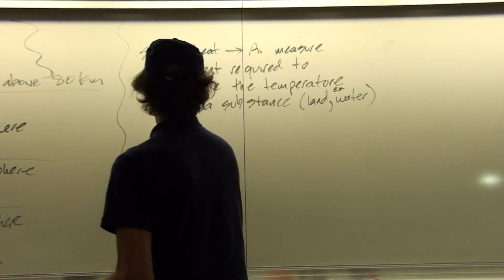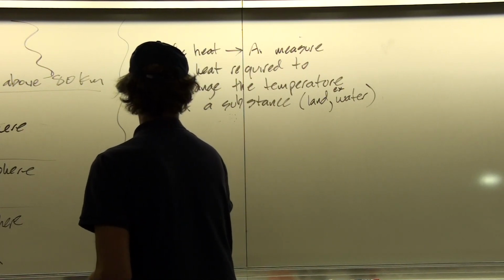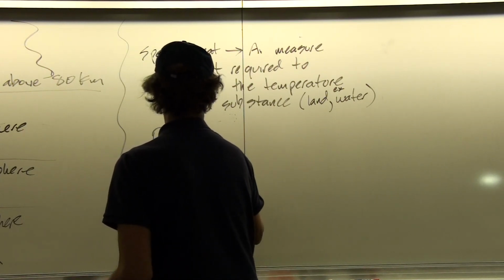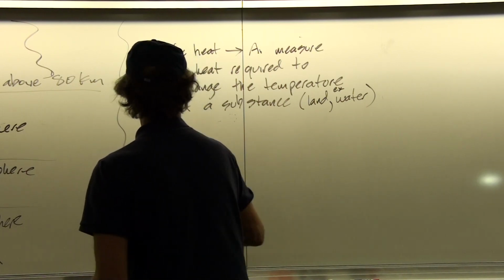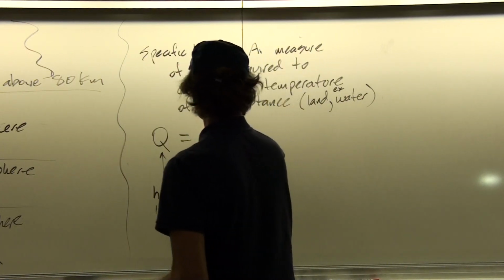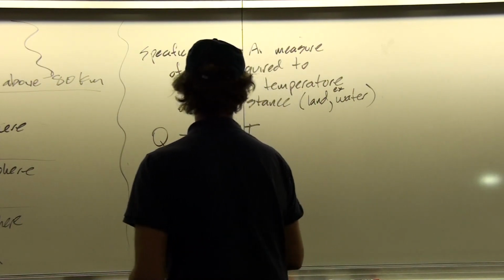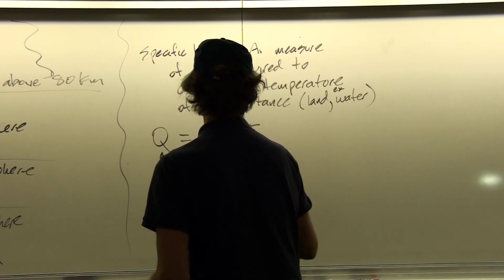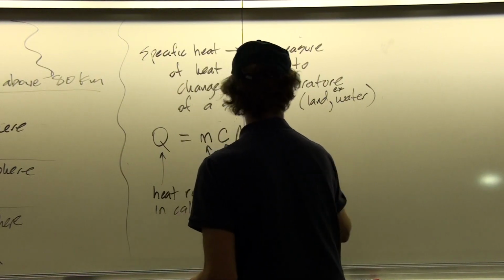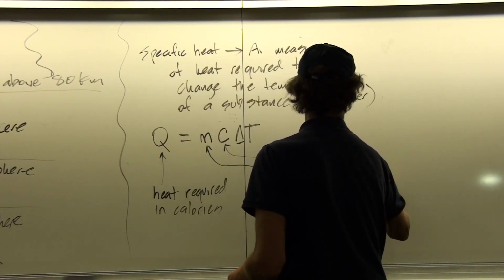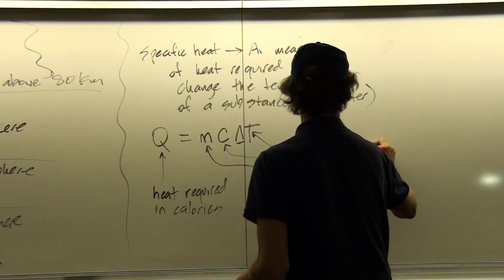And so the way that we measure that is in terms of a quantity Q. We can think of this as being the amount of heat in calories that is necessary to change the temperature of a mass of a substance by a certain amount. So we write it as Q equals mc delta T, where m is the mass of the substance, c is the specific heat, and delta T is the change in the temperature, which we just talked about in the last section.